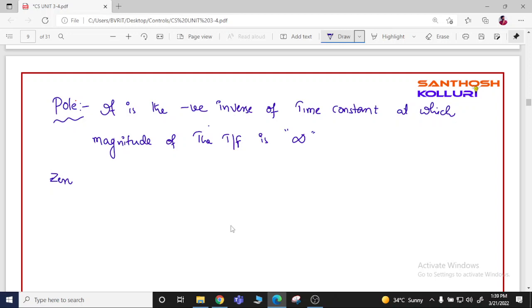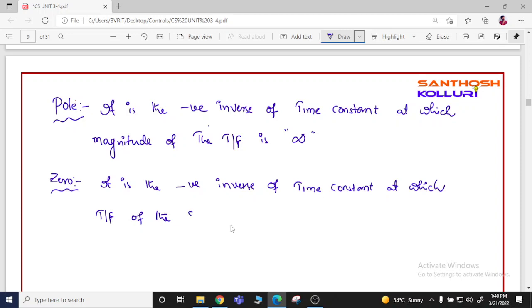And similarly, zero is the negative inverse of the time constant at which the transfer function of the system is 0. Transfer function of the system is 0.